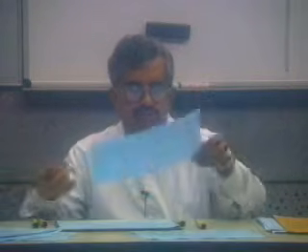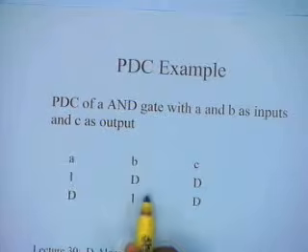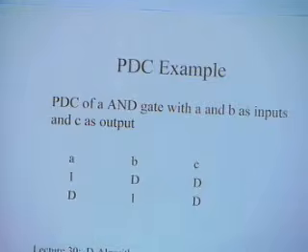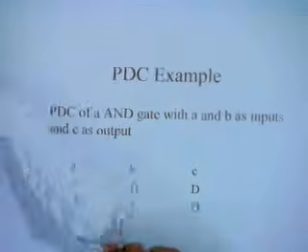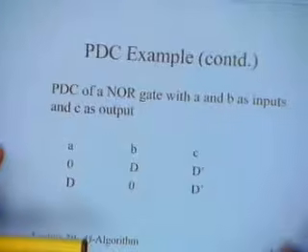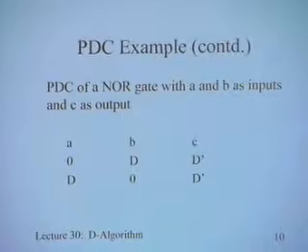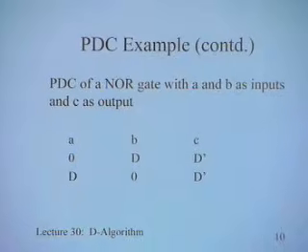Of course, we have already considered the PDC of an AND gate with A and B as inputs and C as output, which is 1DD, D1D. We have already derived it. Similarly, the propagation D cube for the NOR gate with A and B as inputs and C as output is 0 D D complement, D 0 D complement.